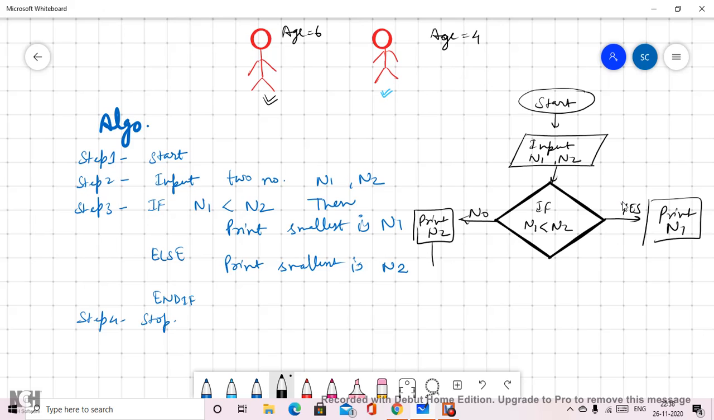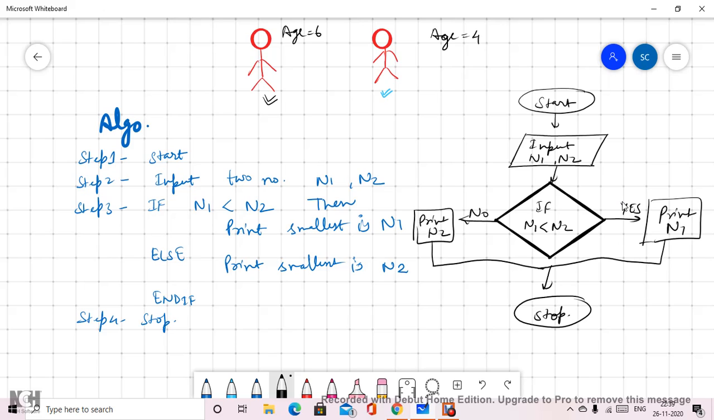Okay, and all together, if you attach it, my drawing is not good, if you attach it, then at last you need to stop. So in this case, either of these sides will be executed. Either n2 will be printed or n1 will be printed, or out of the two kids, any one of them will be younger according to the given age, either person number 1 or person number 2.